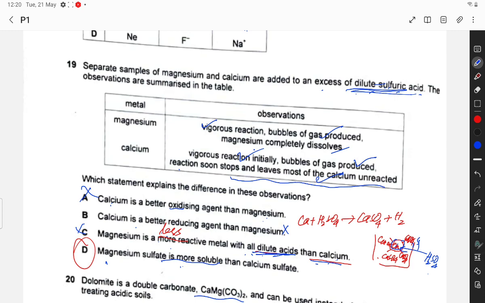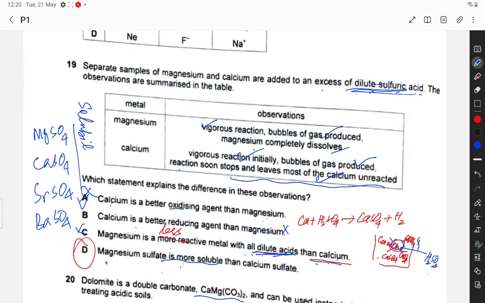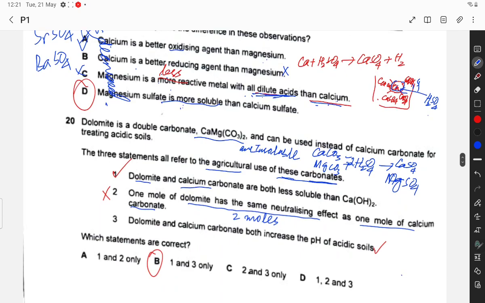This is the correct reason, because magnesium sulfate is more soluble than calcium sulfate, because the solubility of group 2 sulfates decreased down the group. So only magnesium sulfate is soluble, calcium sulfate is insoluble, strontium sulfate is insoluble, and barium sulfate is most insoluble. So the solubility decreased downward. So that's why D option is the best option.